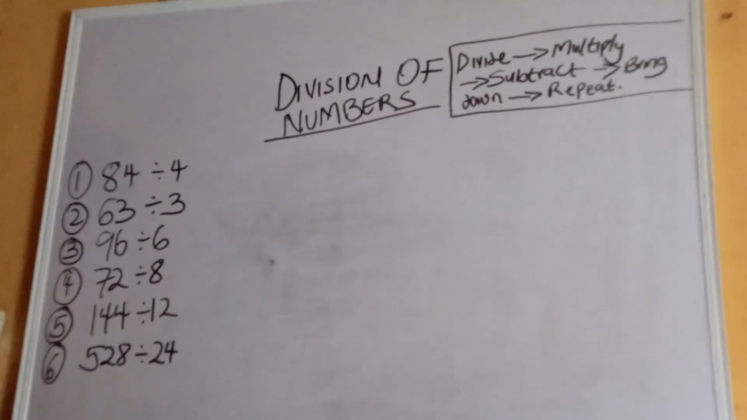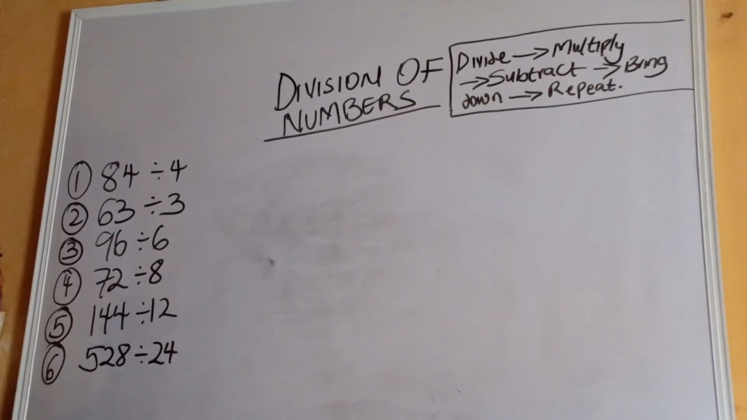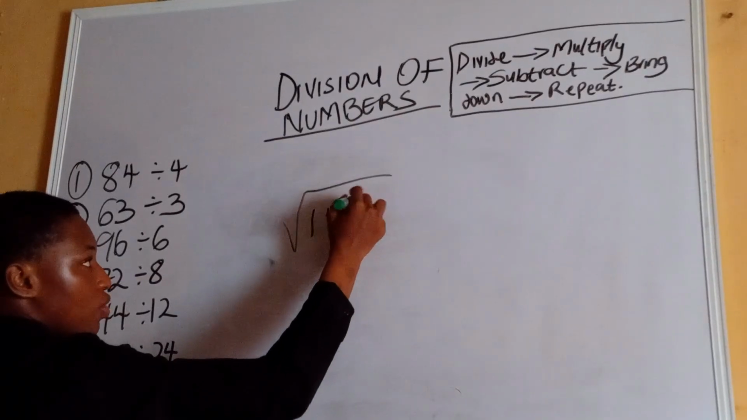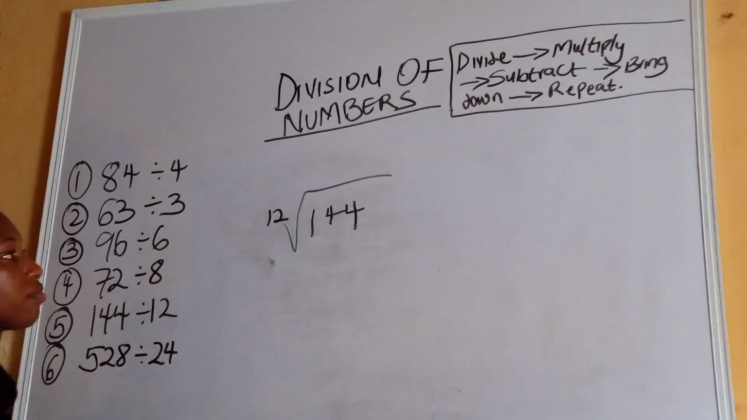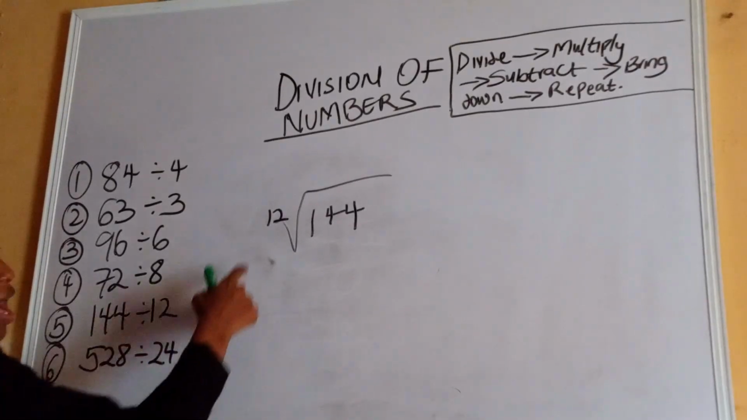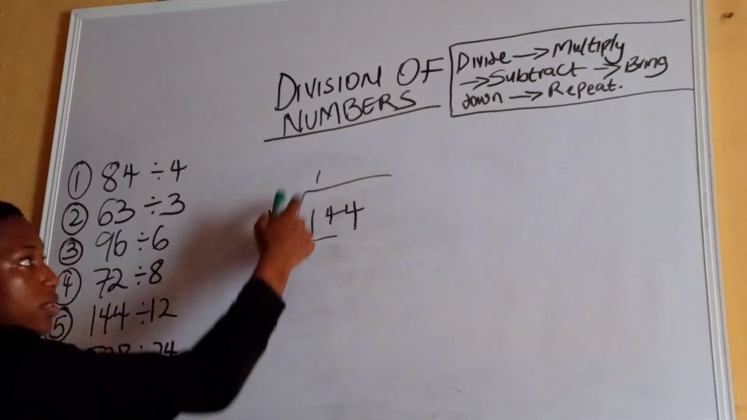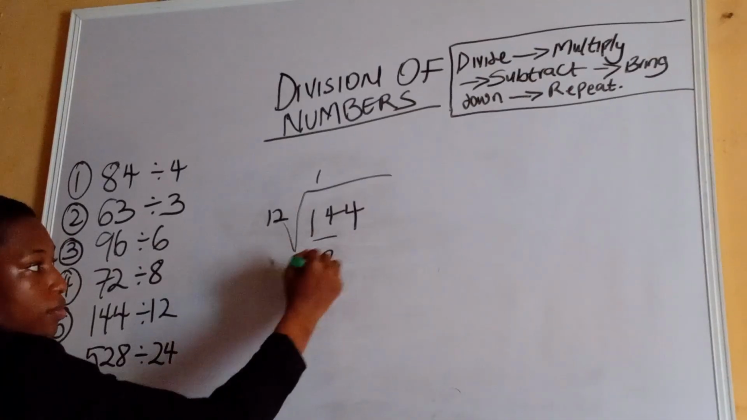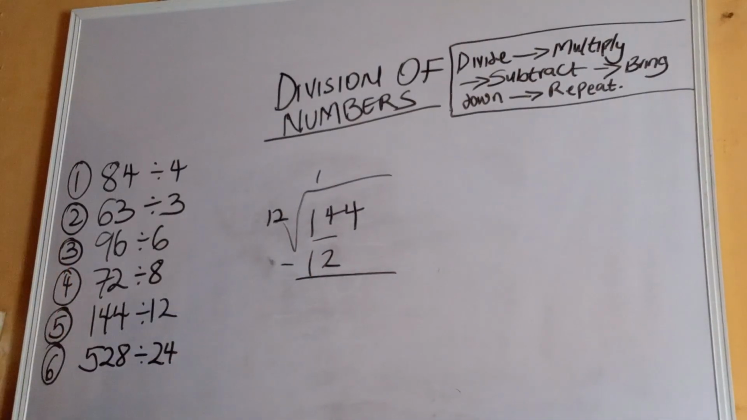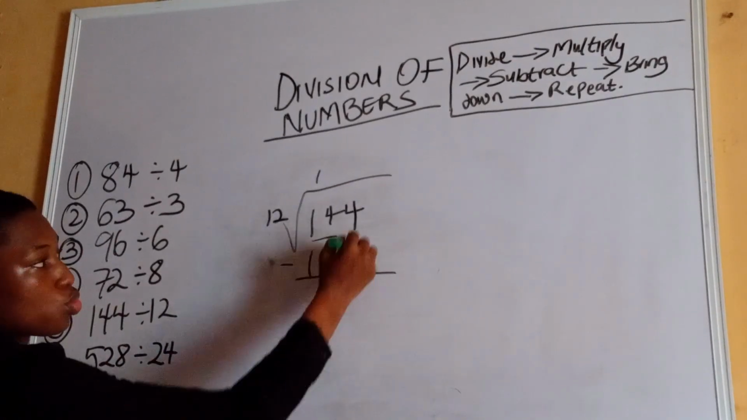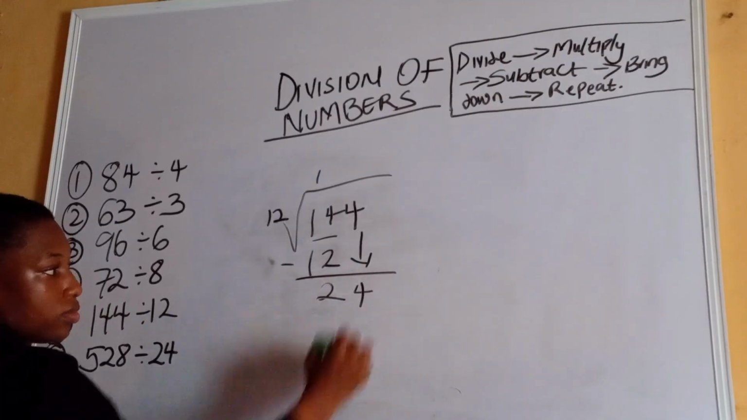So for question 5, we have this 144 divided by 12. Again, you put your divisor and your dividend where they are supposed to be. So you look at this. How many 12 can you get from 14? 1, right? So you put 1 there. 12 times 1 is 12. Then you minus it. 14 minus 12 is what? That's 2. So you put 2 and you bring this 4 down.